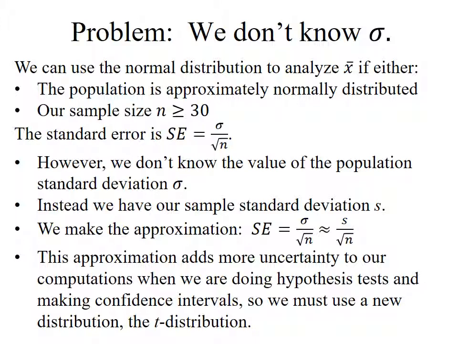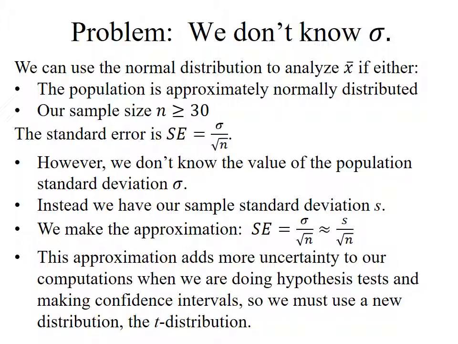Okay, the standard error is sigma, the standard deviation of the population, divided by the square root of n. I don't have that, so this is approximately equal to my sample standard deviation s divided by the square root of n. Now this is interesting. This is something we can do, but this adds another level of uncertainty to my computations.